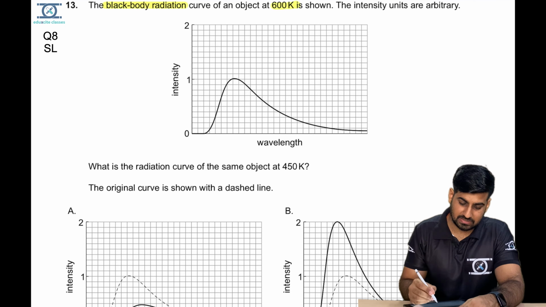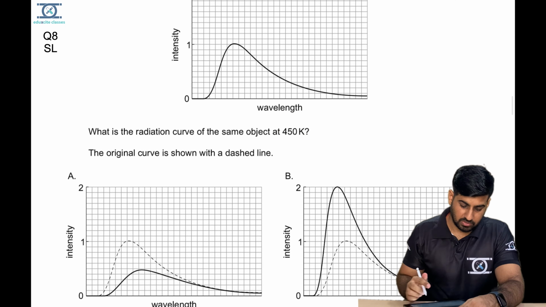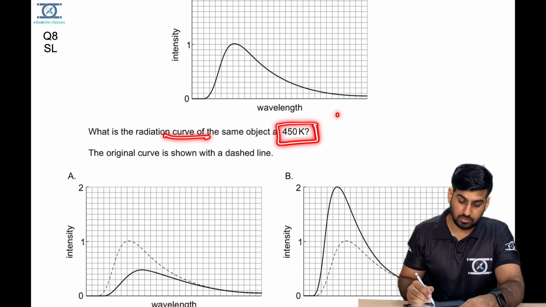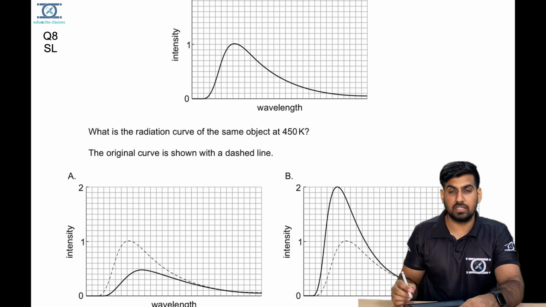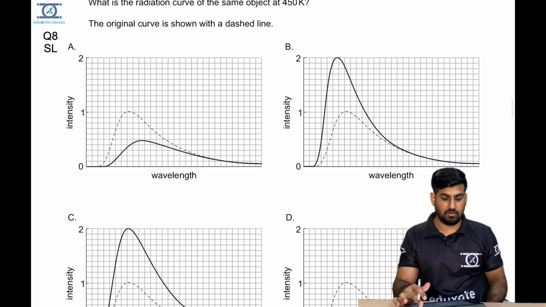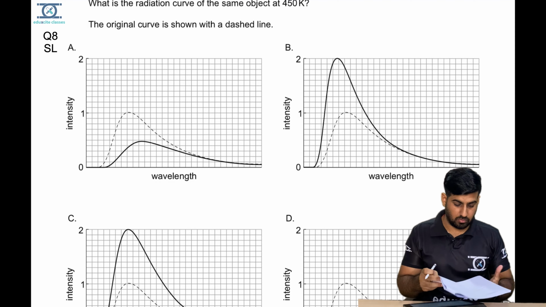A black body radiation of an object at 600 Kelvin is given to us. The intensity is in arbitrary units. What is the radiation curve at 450? Now you can see the temperature has decreased. Again, there is a relation given in your data booklet.